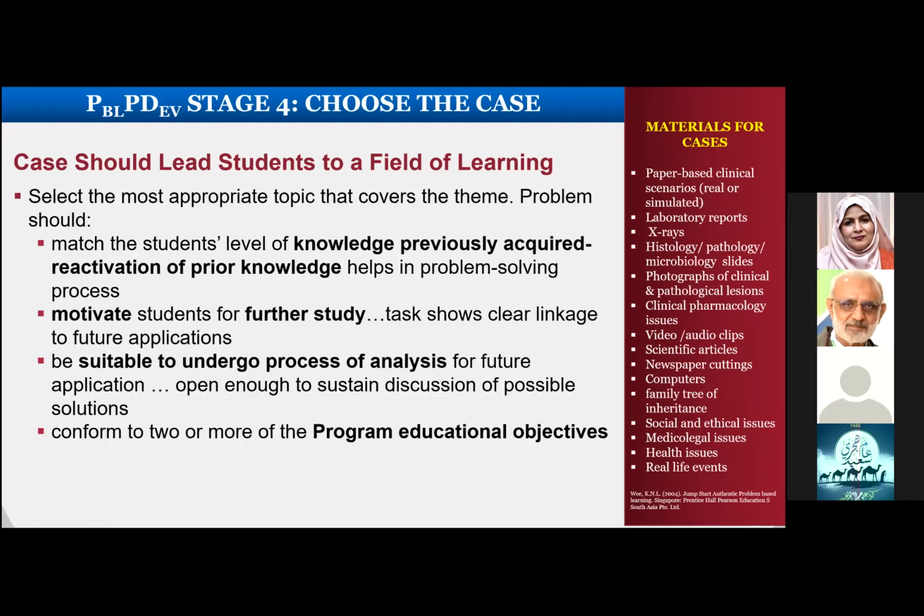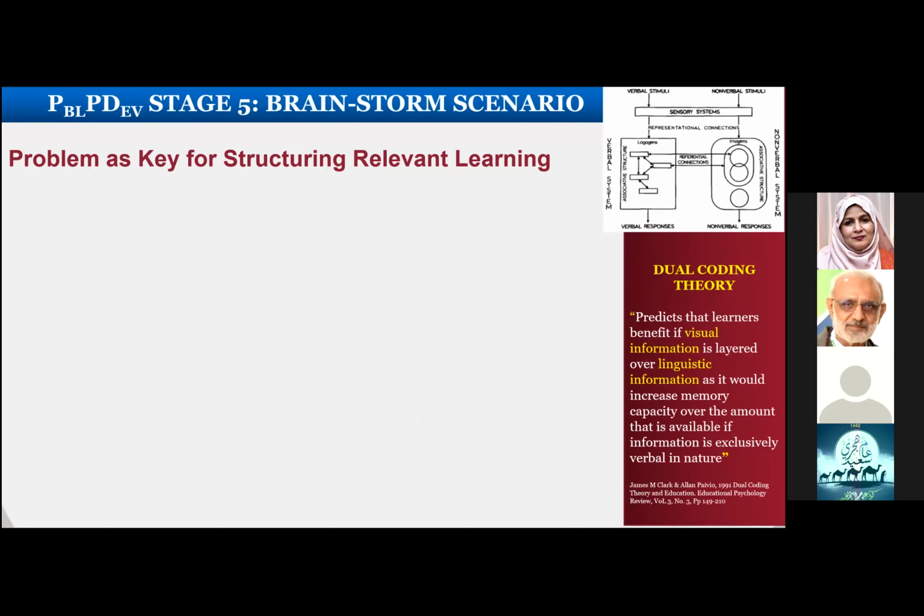Confirm 2 or 3 educational objectives. It's very important. The knowledge component is always there, but the other objectives like communication skills, entrepreneurship, leadership, etc., some of those components should be part of these scenarios as well.